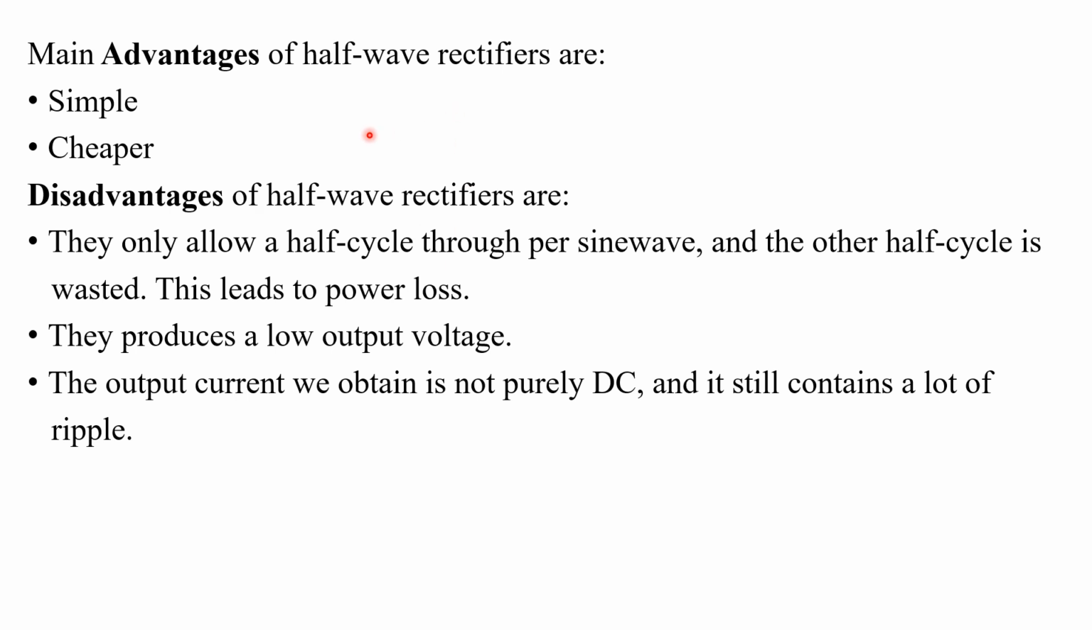So let us discuss the advantages of the half wave rectifier. They are very simple and very cheap. The disadvantages are that they use only the positive half cycle, so the negative half cycle cannot be used. That is one of the disadvantages. And they produce low output voltage because they are conducting only during the positive half cycle. The third point is the output current is not pure DC. So these are the major advantages and disadvantages of half wave rectifiers.